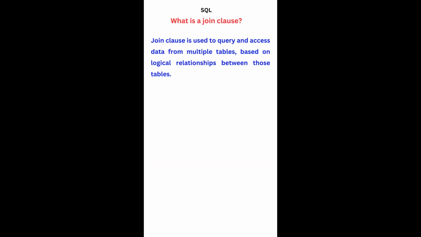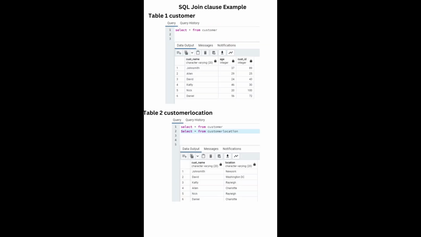What is a join clause in SQL? A join clause is used to query and access data from multiple tables, based on logical relationships between those tables. Let us see an example. We have two tables. Table 1, Customer. Table 2, Customer Location.